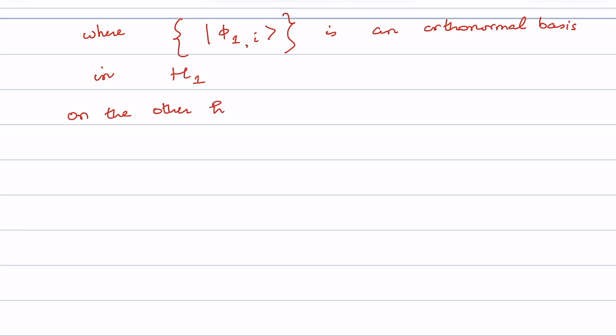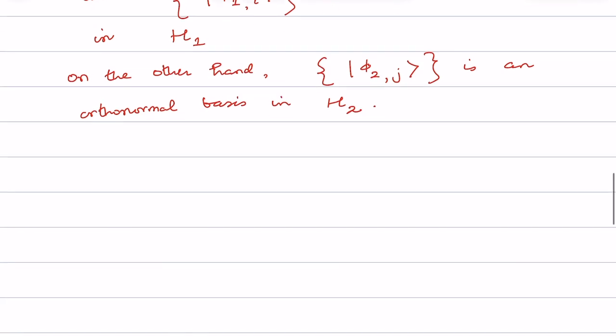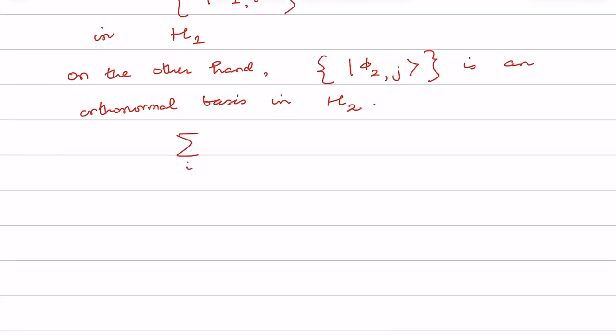On the other hand, the basis state |phi_2j> is an orthonormal basis in the Hilbert space H2. And it may also be clear to you that these coefficients must satisfy this particular condition. You can consider it a normalization condition. I think we have discussed it, and this is a necessity. Okay, and it should be clear.